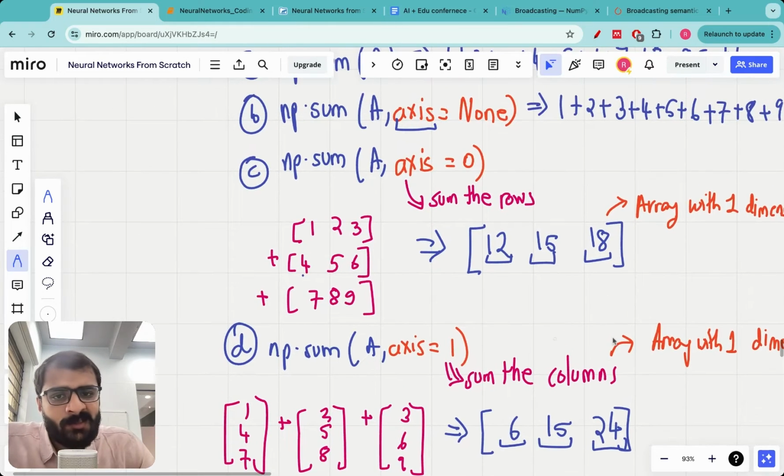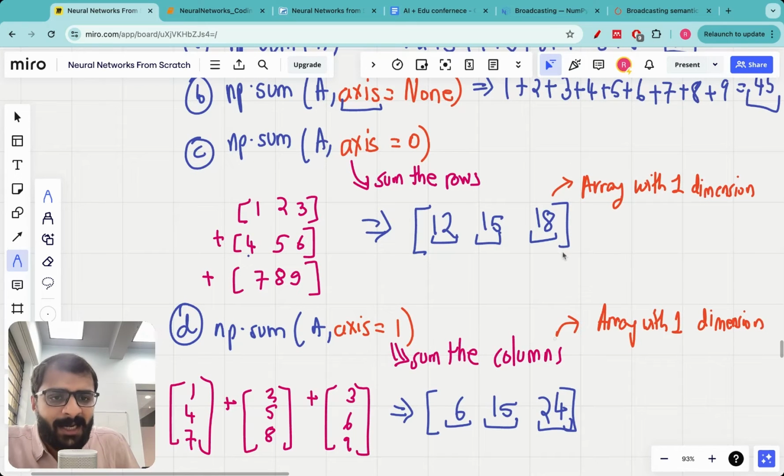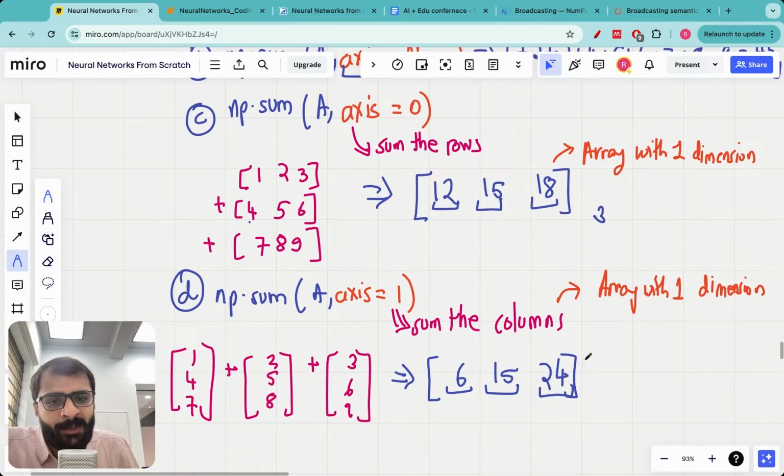In both of these cases, if we don't specify anything after the axis, like a third argument, if we say axis equal to 0 or axis equal to 1, the resulting answer is an array with one dimension. So this is not a two-dimensional array, it will just be one. So if you print the dimensions of this in Python, you will get just 3. You won't get 3 by 1 because it's not a two-dimensional array, it is a one-dimensional array. And although this might sound like a minor detail right now, it is very important to keep in mind.